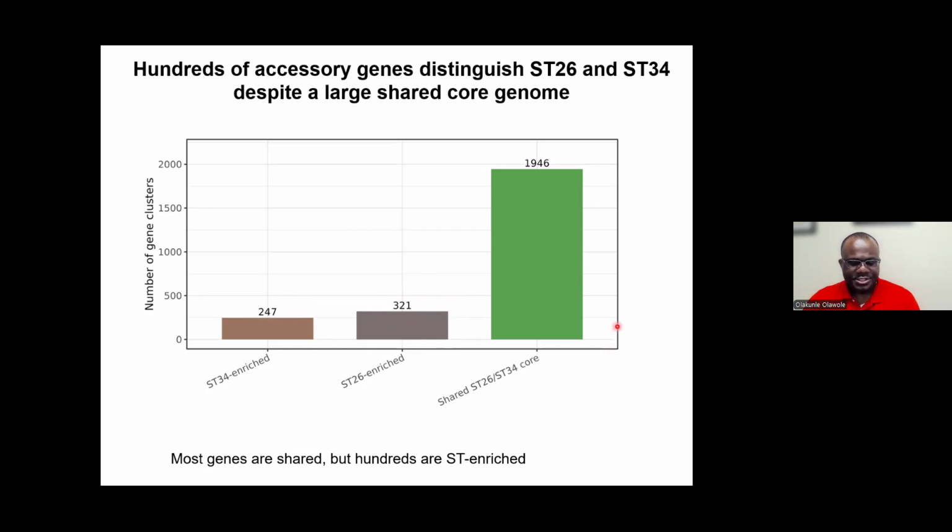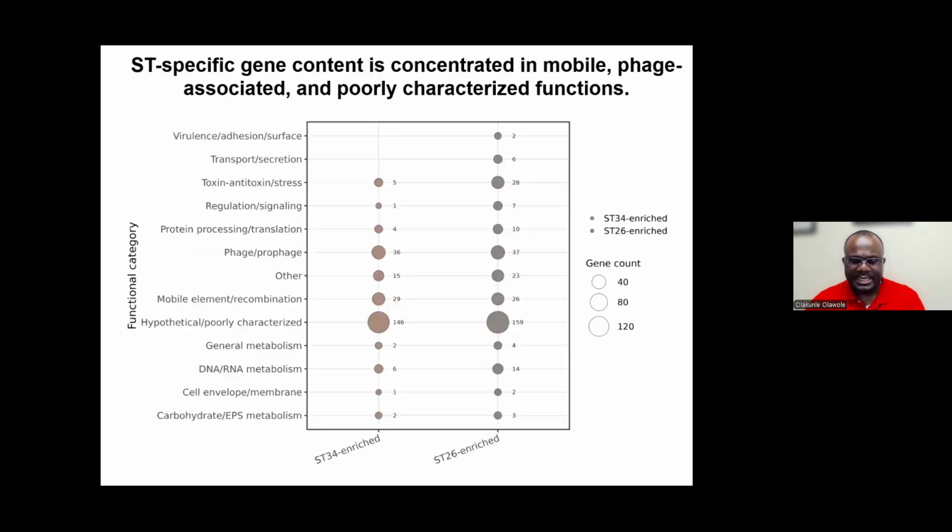And these lineage-enriched genes represent strong candidates, and that's the long-term goal of this, which I'm going to get to in a moment. Candidates for exploring differences in virulence, biofilm formation, and also ecological adaptation.